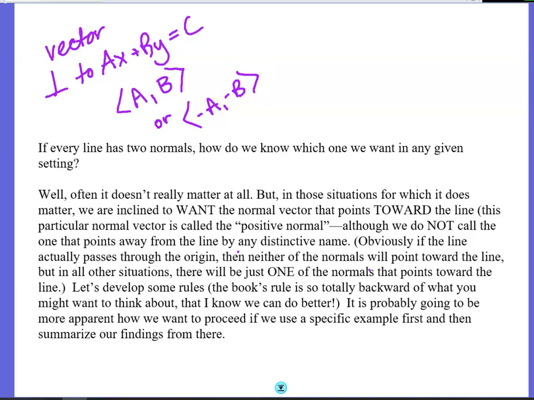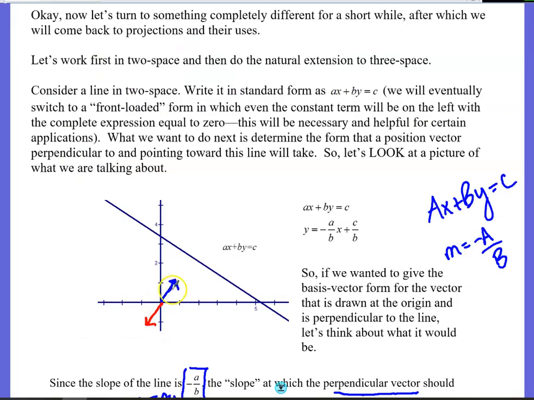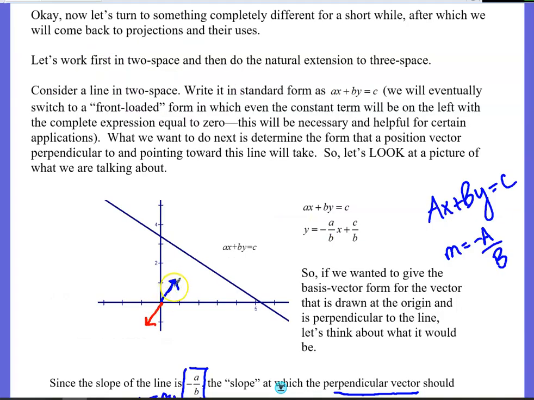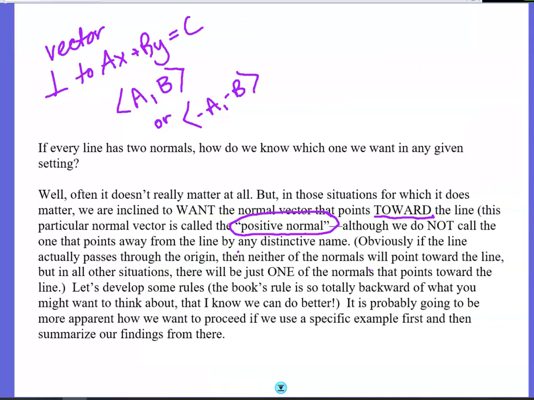So if we have two different normals to a line, then how do we know which one we want in a given setting, right? Like, do I want this normal that's headed towards my line or this normal that's headed away from my line? That might be important. Again, it usually doesn't matter, but if it does, and we want the normal vector that points towards the line, okay, this is called the positive normal. That's real important because you're going to hear me say positive normal. The positive normal is the vector that's perpendicular and headed towards the line. So that would be like this blue vector. It's perpendicular and it's headed towards the line from the origin.